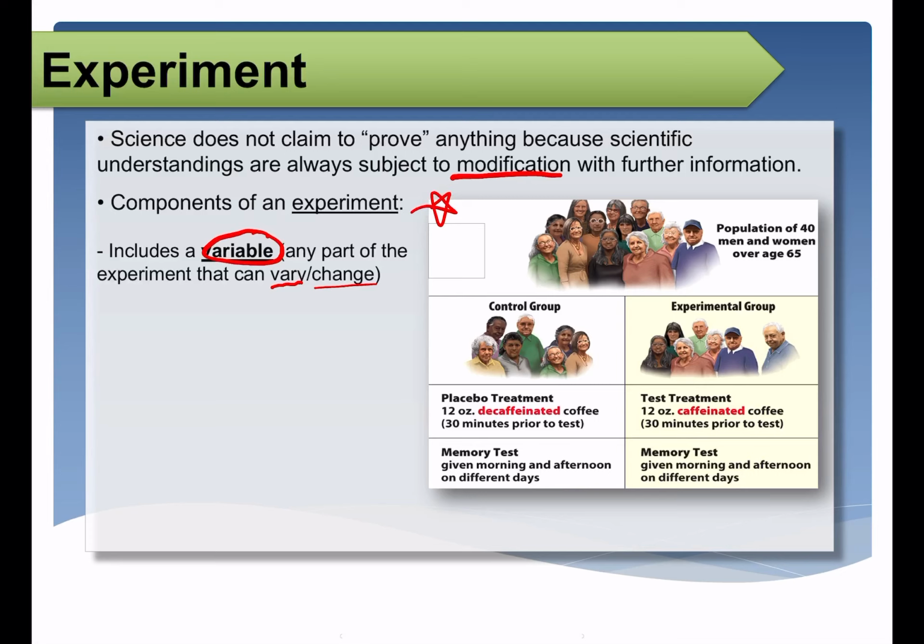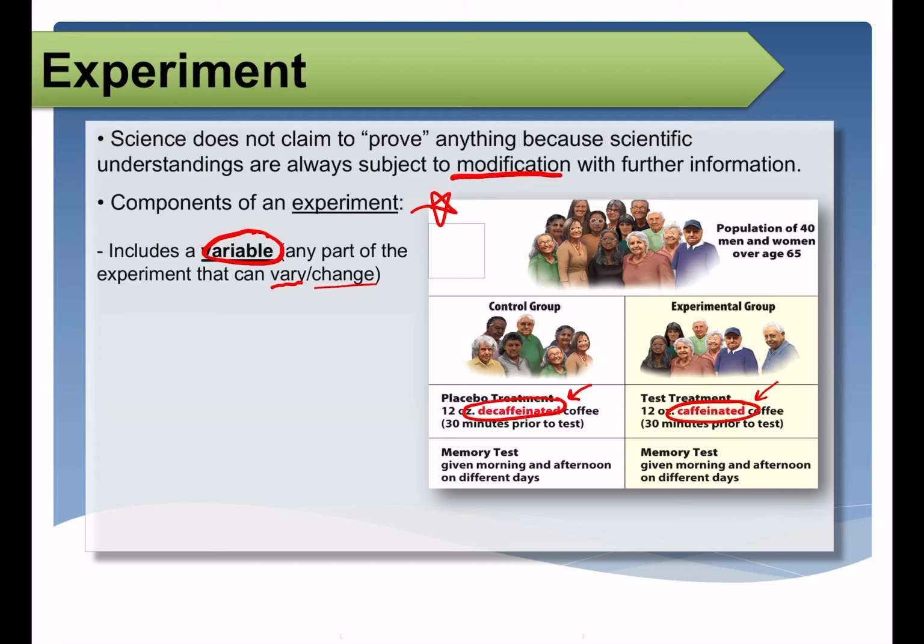Okay, so in this particular experiment right here, what is the variable between the two groups? What do you think it is? Yep, it is the caffeine. That is the variable that's being changed between the two populations of individuals. Everything between the two groups is the same. The only thing that changes between them is that one group was given decaffeinated coffee, while the other group was given caffeinated coffee, to see the effects caffeine has on memory.